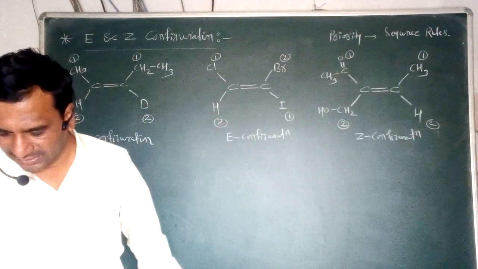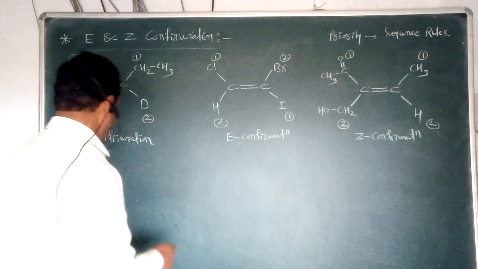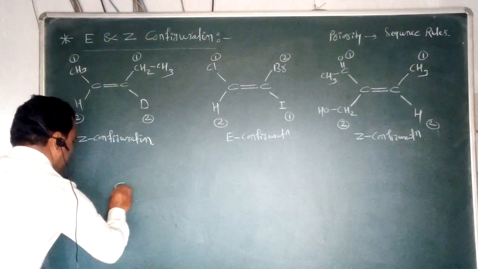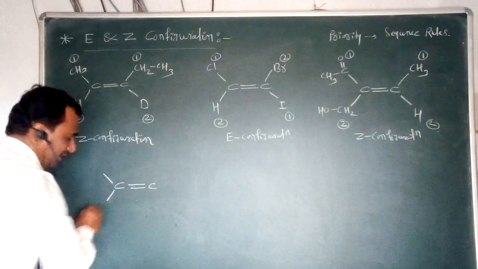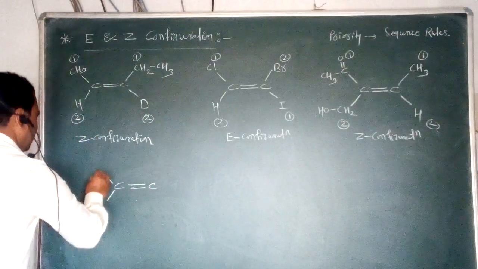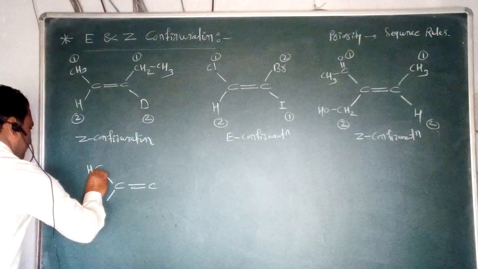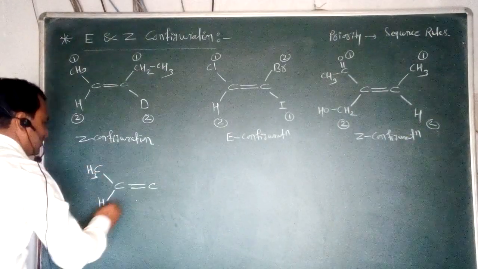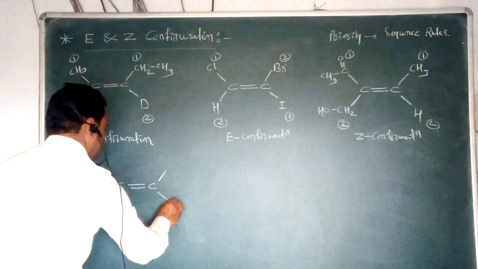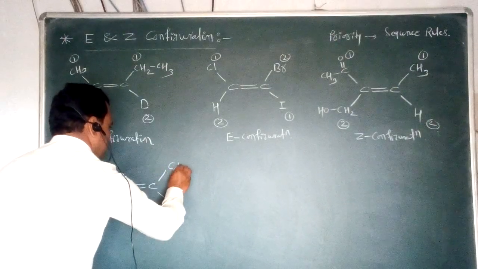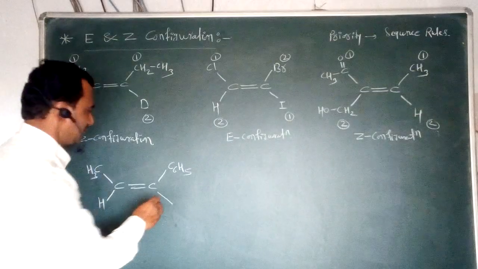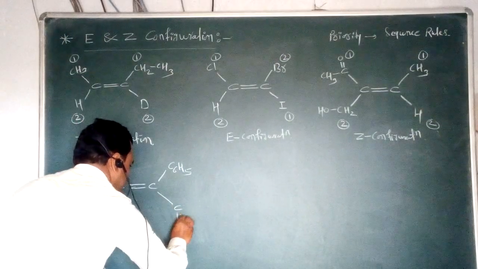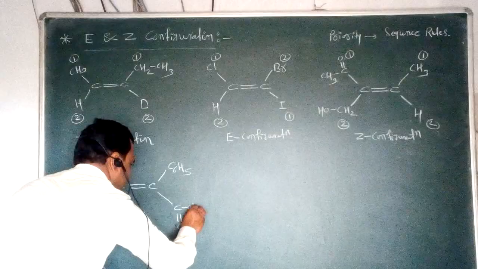At the last, we take a simple example again. Suppose I take here again C double bond C, and suppose on the first olefinic carbon CH3 and single bond H, and on the second olefinic carbon C6H5, and the next group is a C double bond O OH.